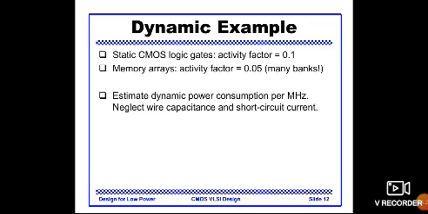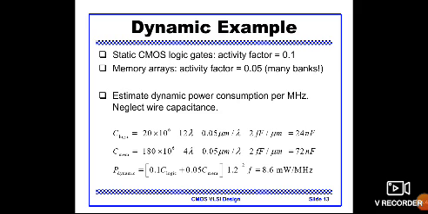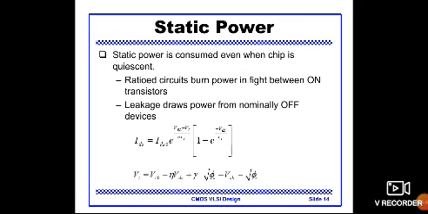These are some examples of dynamic power, where the activity factor is 0.1 for static CMOS logic gates. For memory arrays, the activity factor is 0.01 to 0.05. It is explained in some depth.